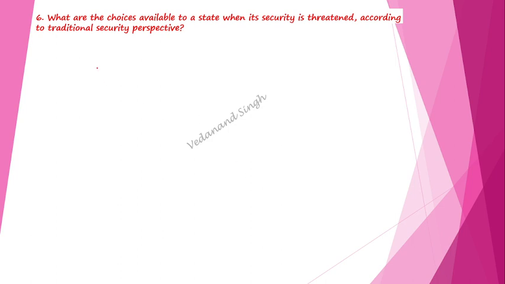And the next question, question number 6: what are the choices available to a state when its security is threatened, according to the traditional security perspective? We have to write what choices the government or state has whenever a threat happens, according to the traditional security perspective.